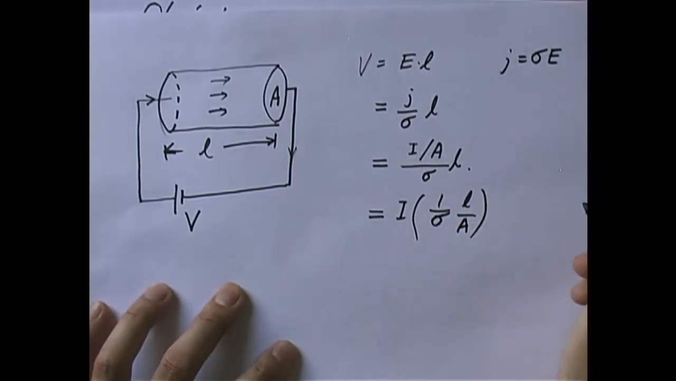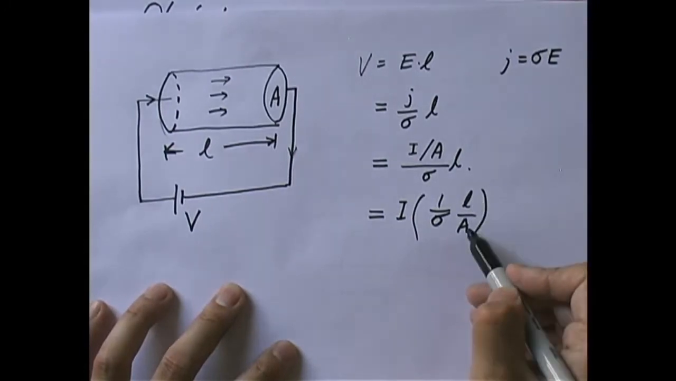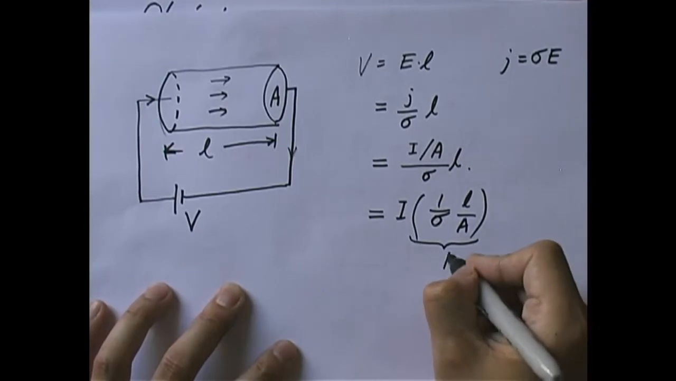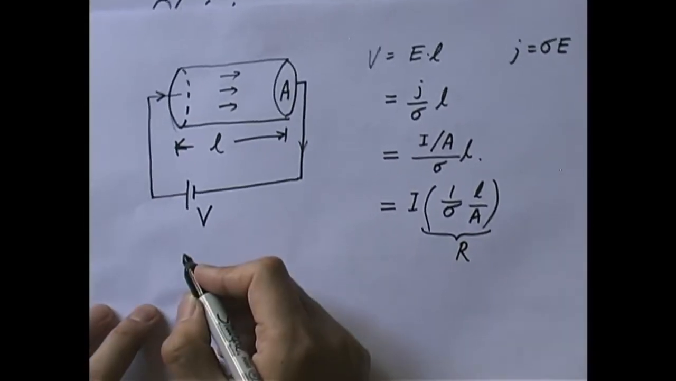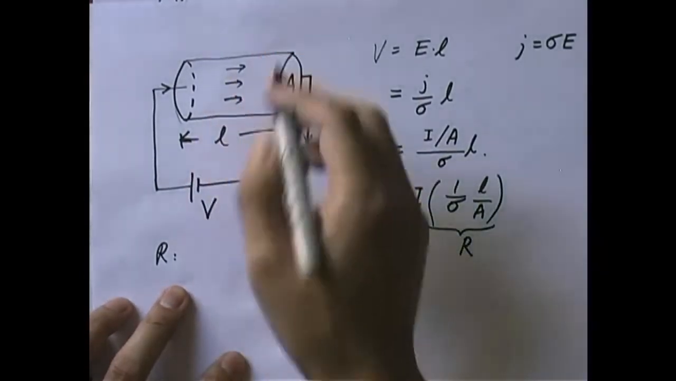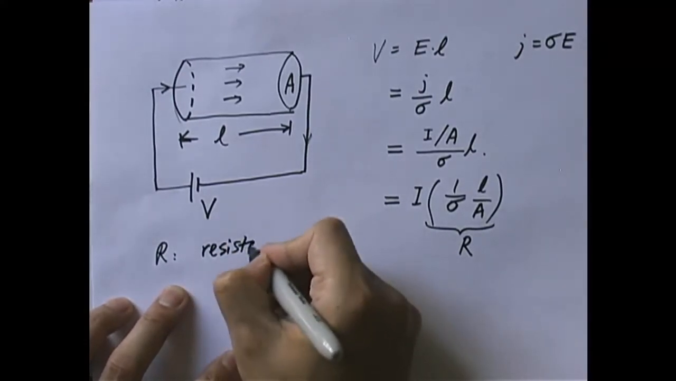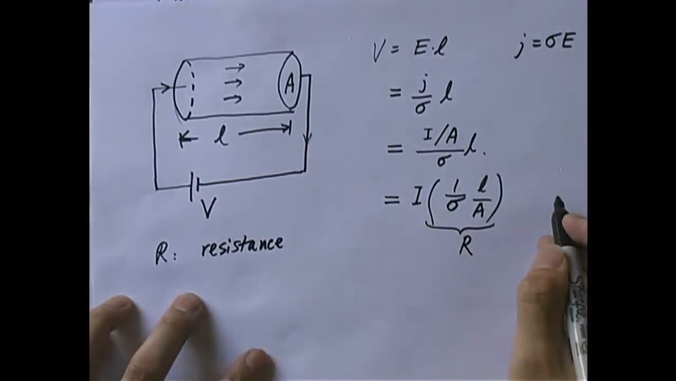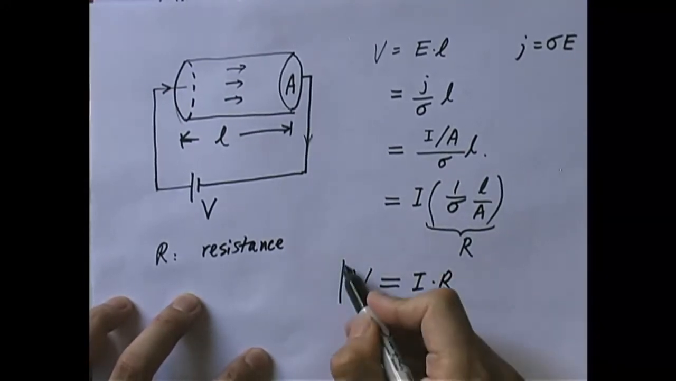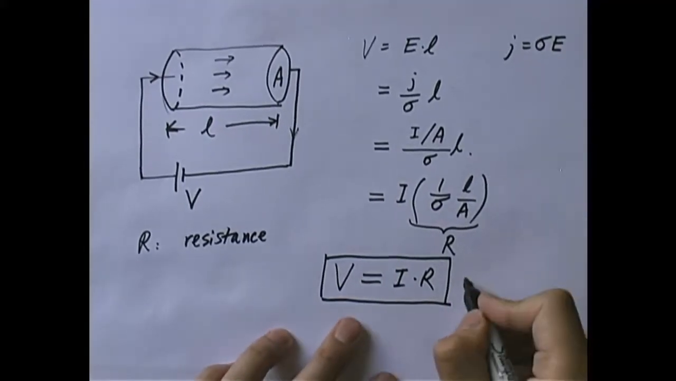Now, sigma is a constant if it's a uniform material. L is the length and A is the cross-sectional area. So this whole thing here is really a constant, which I call R. What's R called? Many people know that, it's called the electrical resistance of this piece. In other words, for shorthand, we just simply call it resistance. And therefore, V equals I times R. This is the great Ohm's law, in a more familiar expression.